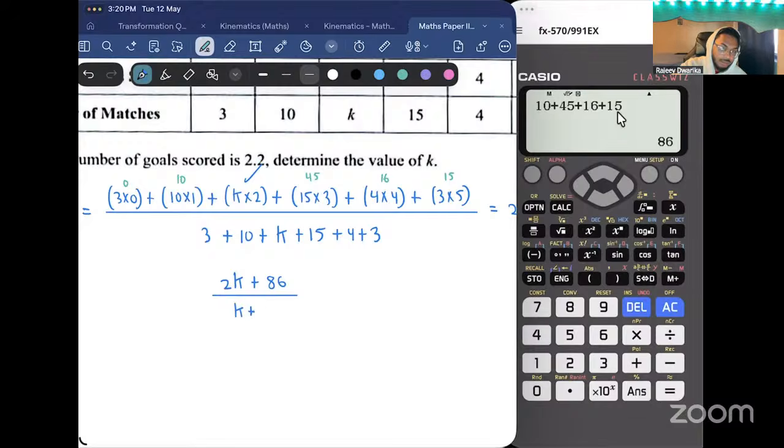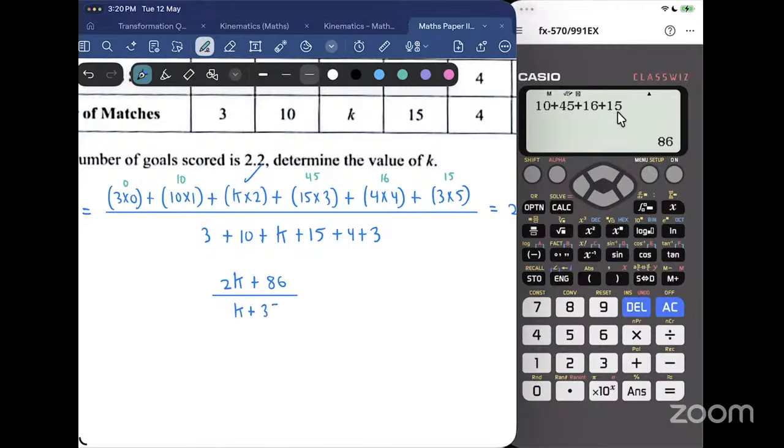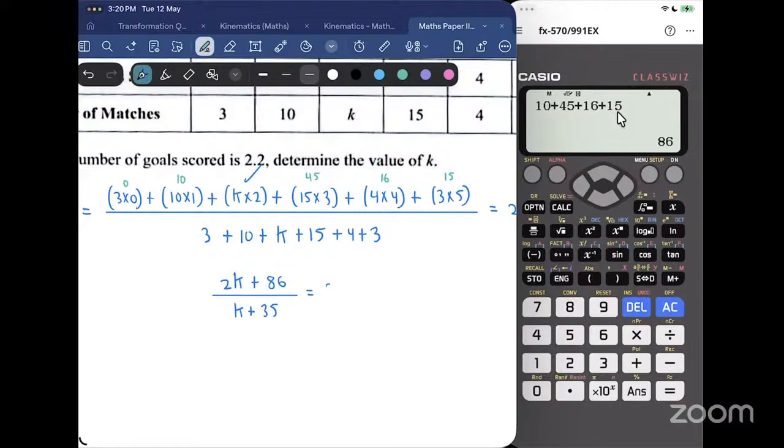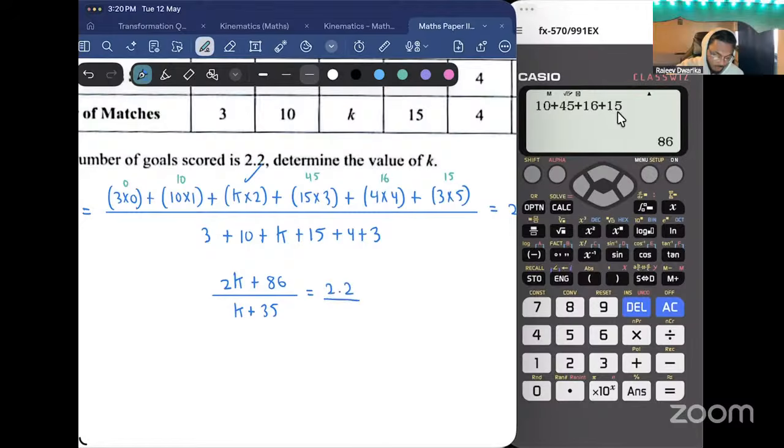Are you getting that? Yes, k plus 35. And the whole mean must be equal to what? 2.2. We don't like working with fractions, so I could represent this as 2.2 over 1 and cross multiply. That'll be 2.2 by k plus 35, equal to 1 by 2k plus 86, which is 2k plus 86.